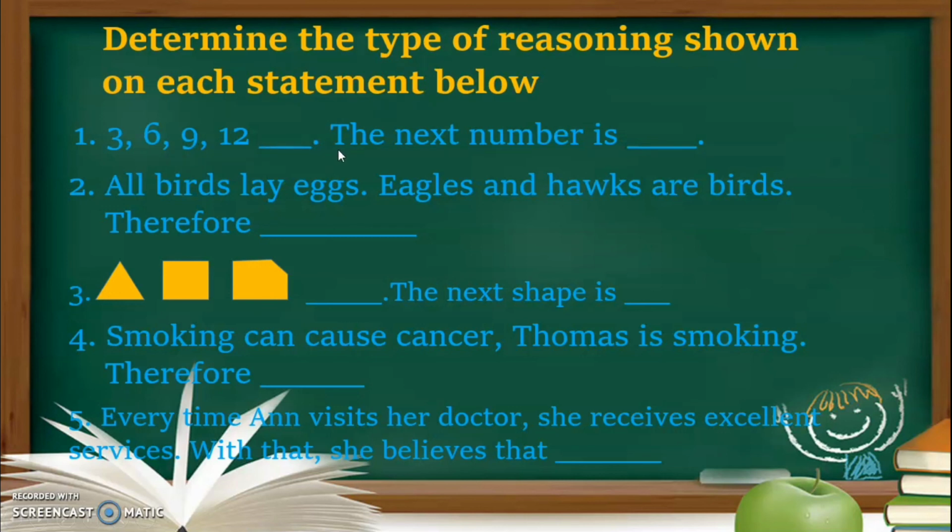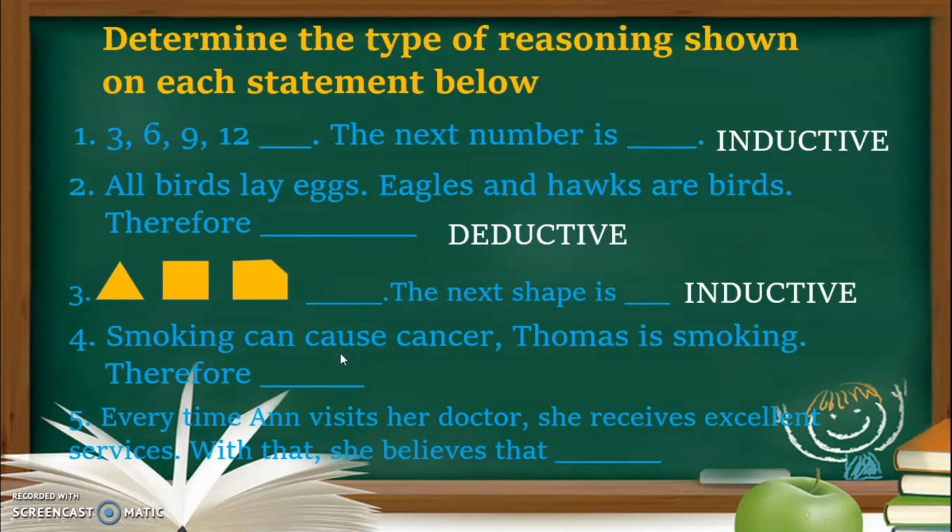So, the next number is, so malalaman natin na ito ay pattern. So, ito ay inductive reasoning. Number 2, all birds lay eggs. Eagles and hawks are birds. Therefore, so malalaman natin na ito ay from general, all birds lay eggs. So, ito ay deductive. Then, number 3, figure siya. So, malalaman natin na pattern siya. So, ito ay inductive. Then, smoking can cause cancer. So, ito ang general rule. Thomas is smoking. So, ito na, ibig sabihin, ito ay deductive.